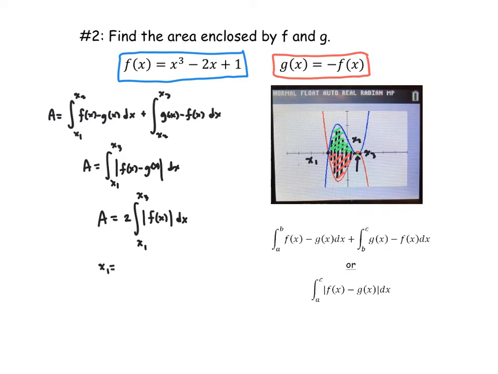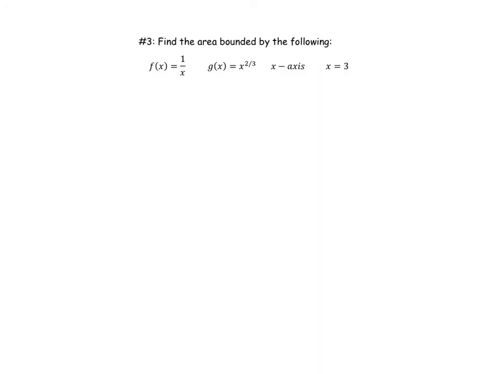Okay, so I had to find x1, x2, and x3. X1 I stored as negative 1.618. X2 ended up equaling 0.618. And of course I stored these, so I didn't put in rounded values. X3 equaled 1. So our area, when I evaluate with those specific values, I get 5.64. Okay, let's look at another interesting example in the next slide.